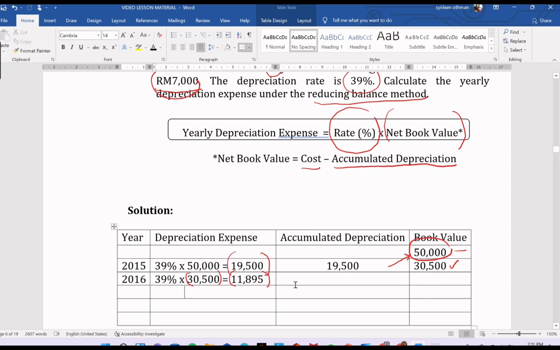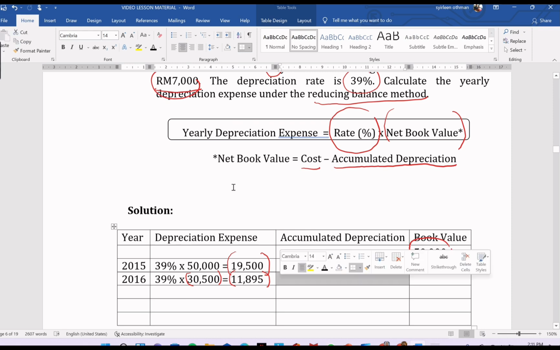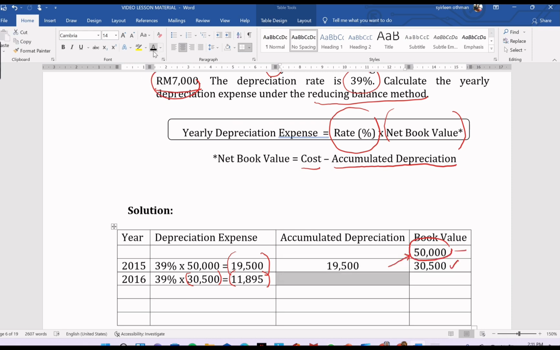Alright, so the accumulated depreciation for 2016 will be 19,500 plus 11,895. So you have a balance carried forward, which is 31,395 ringgit in your accumulated depreciation account. So now that leaves you with the amount of 18,605 ringgit in the book value. So how do I get 18,605 ringgit? The previous year book value, which is 30,500.